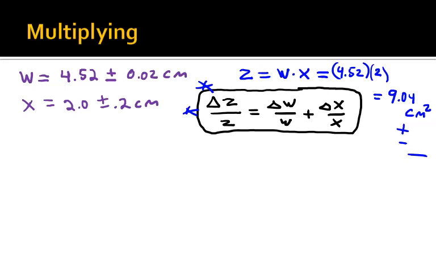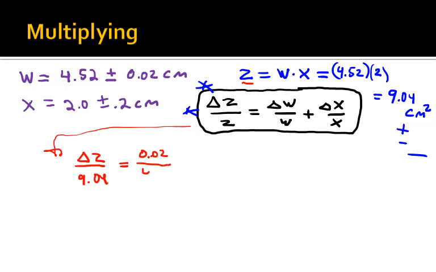Okay, so let's do that. We're going to take these values, figure out how we get that. So the uncertainty in z is what we want over z, so that's 9.04. That's what we just calculated, and that is equal to the uncertainty in w, which is 0.02 over what w is, 4.52, plus the uncertainty in x, which is 0.2 over what x is, which is 2.